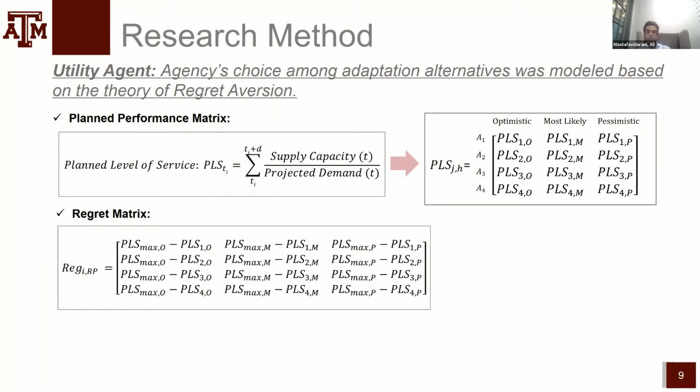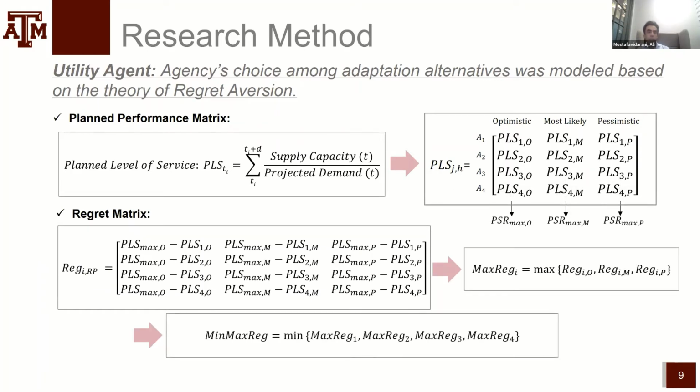For the interest of time, I won't go through the mathematical details of the regret aversion theory again, but the essence is, if our metric of interest is the level of service, which is the supply capacity over projected demand over the 100 years, we want to always have 100% capacity for the projected demand. Under each adaptation action and under each scenario of sea level rise and saltwater intrusion, we will have different outcomes. Based on the risk attitude of the agency, we will have optimistic, most likely, and pessimistic outcomes.